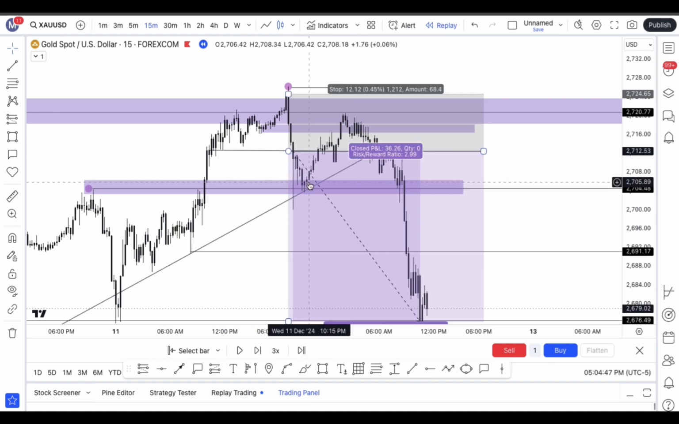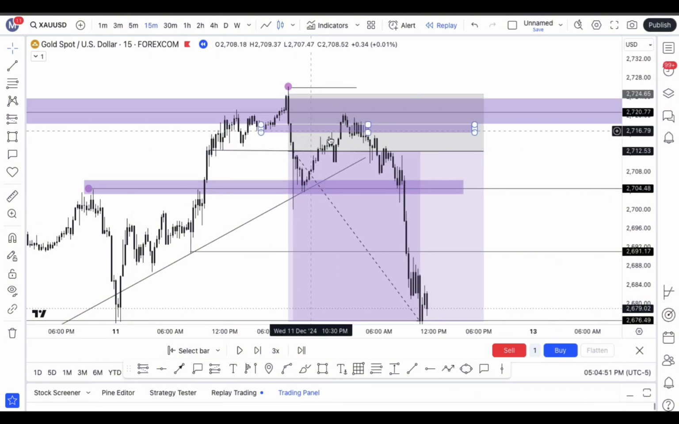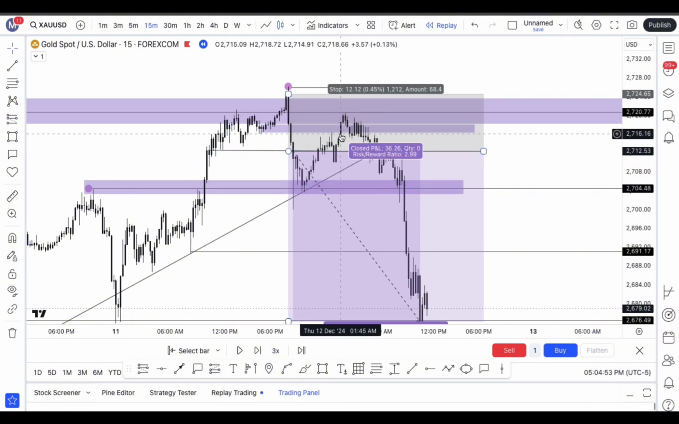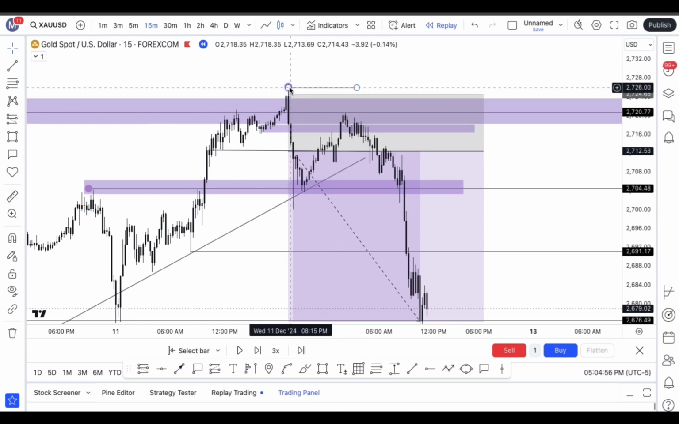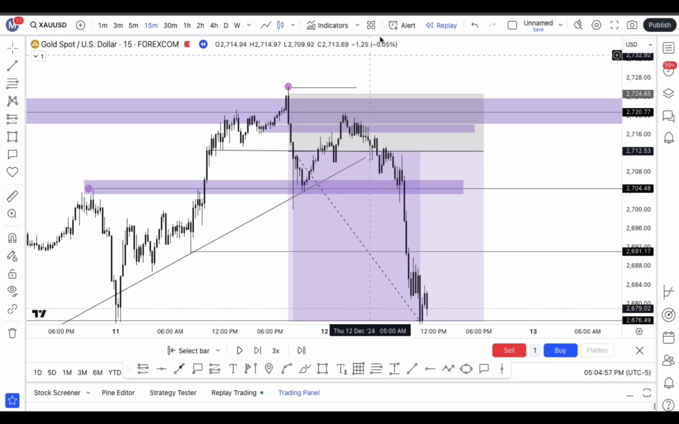So now the next level that matters is the retracement. How is price going to retrace? Is it going to come up? Is it going to stay below this previous high here? Or is it going to break it to then push up higher?